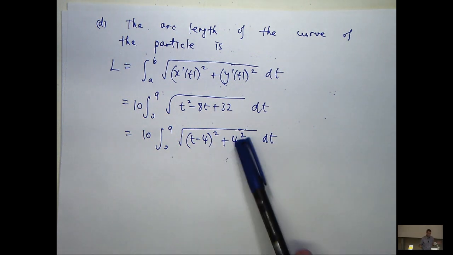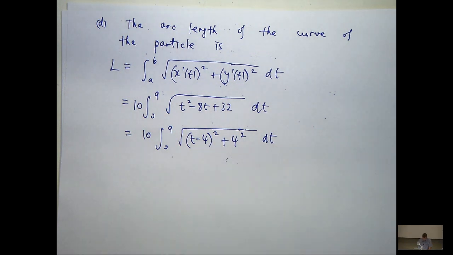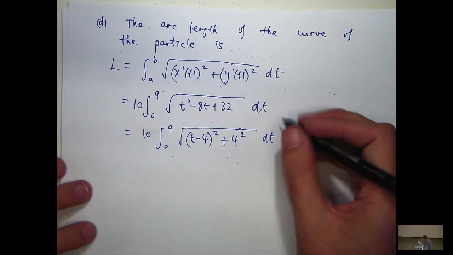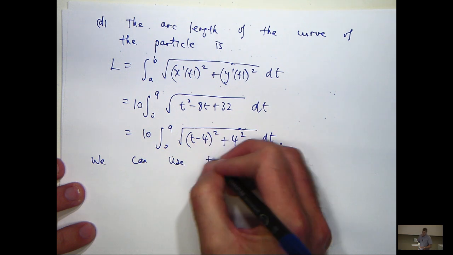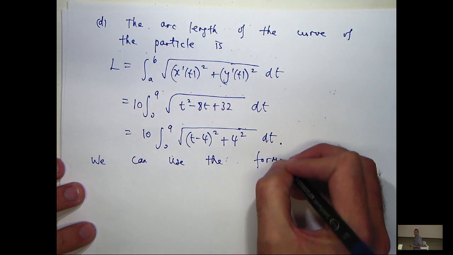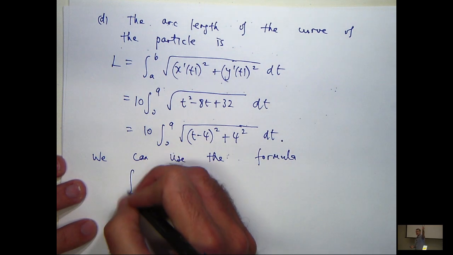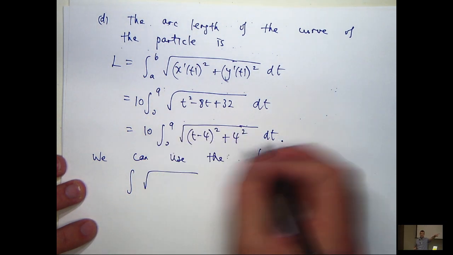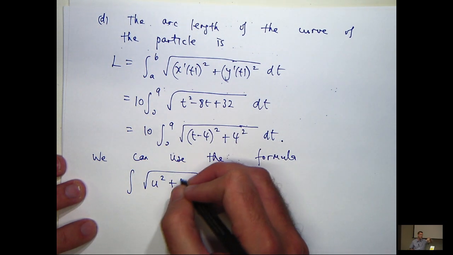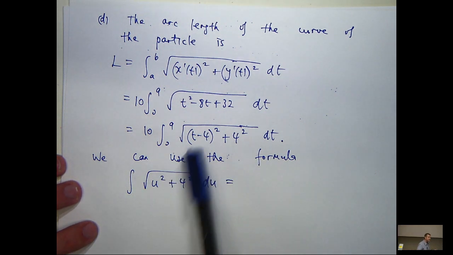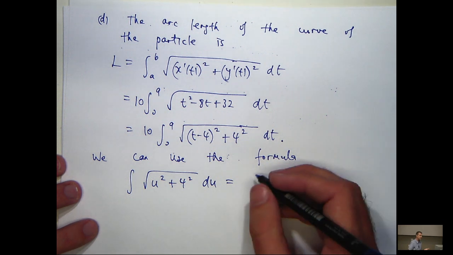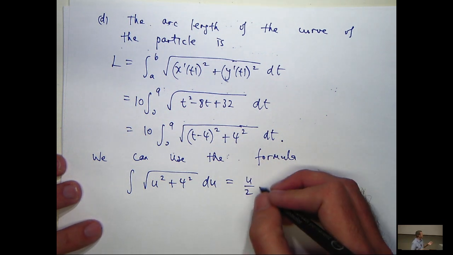Now, how do we solve this? Well, I'm going to cheat a little bit here. I'm going to use a formula, but I'll tell you how to get it, okay? Basically, this is just the integral of u squared plus 4 squared du, with u equals t minus 4. And it's the following.